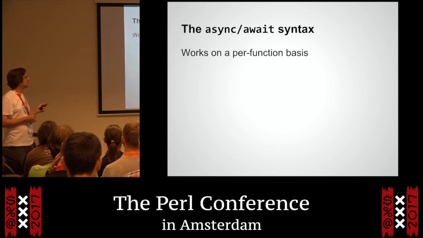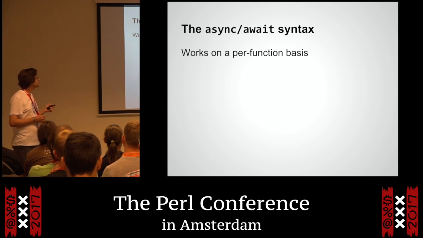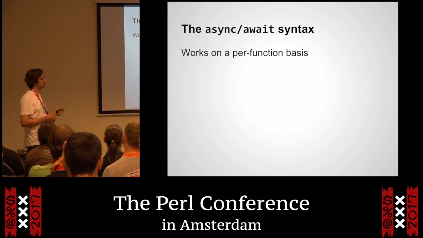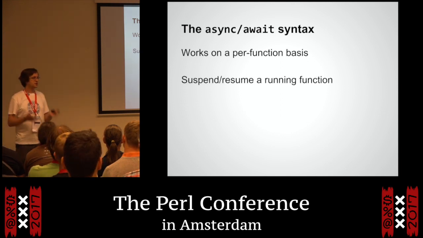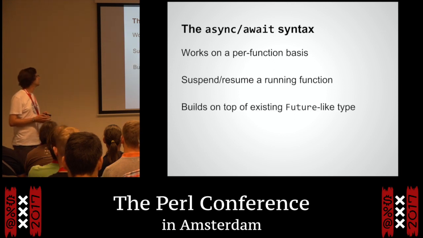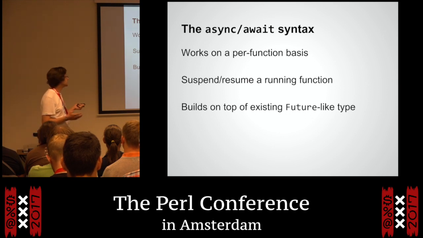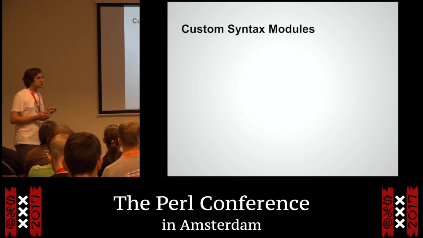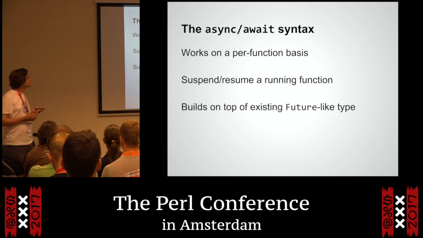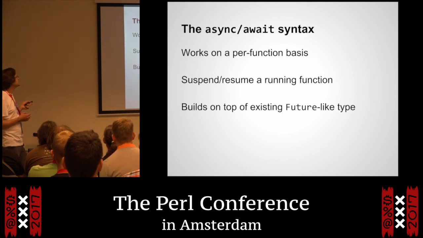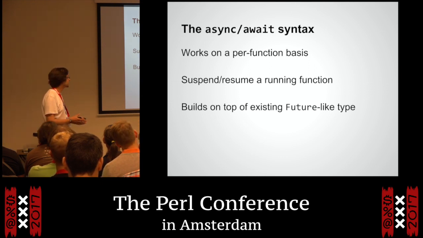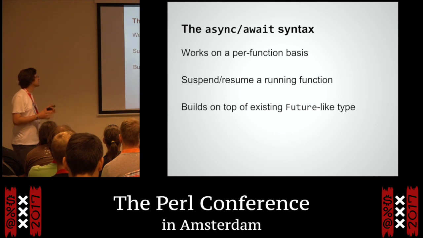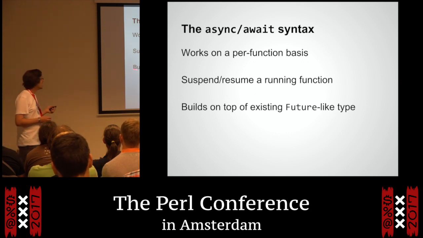The key thing to really observe about async await is that it happens entirely on a per function basis, right? So it suspends and resumes one function on its own, and it builds on top of already existing futures. So we can do this in Perl, because we can do all these things in Perl, right? The whole idea of something that works on a per function basis is kind of lexically scoping things. That's what Perl's all about, right? You want to keep your effects nicely local.